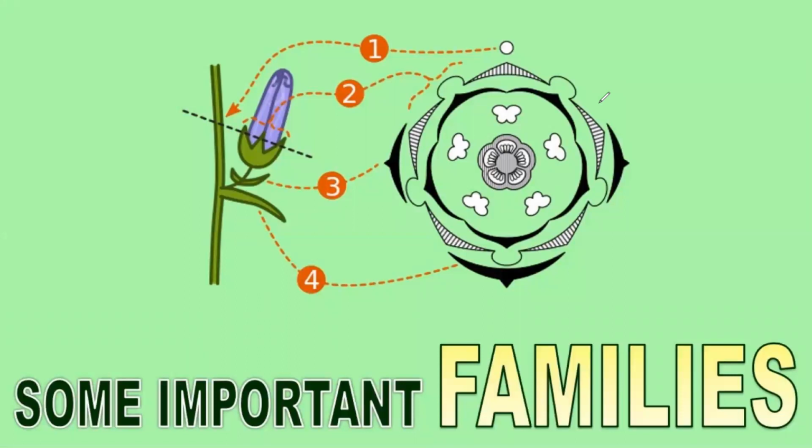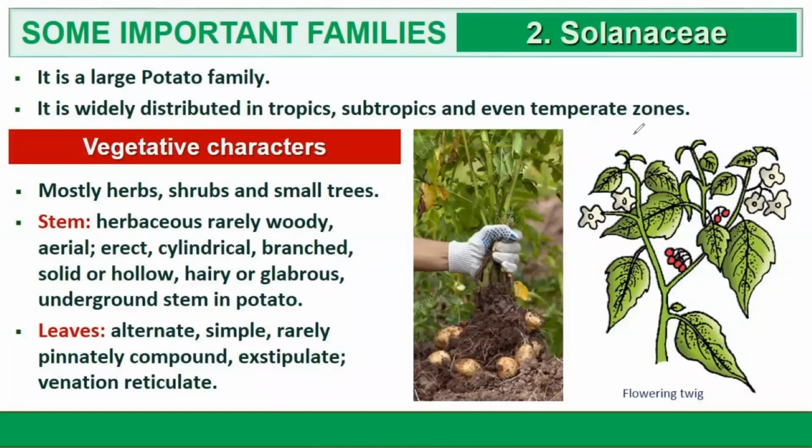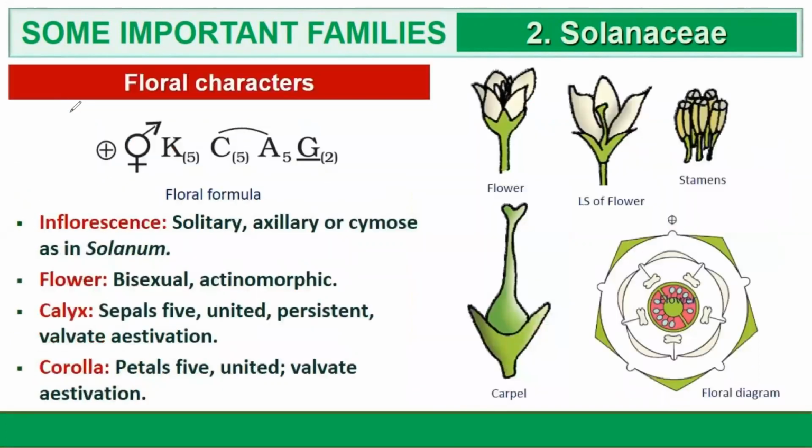So now we'll learn some important families one by one. The first one is Solanaceae. It is the large potato family. It is widely distributed in tropics, subtropics, and even temperate zones. Vegetative characters: they are mostly herbs, shrubs, and small trees. Stem is herbaceous, rarely woody, aerial, erect, cylindrical, branched, solid or hollow, hairy or glabrous, with an underground stem in potato. Leaves are alternate, simple, rarely pinnately compound, exstipulate, and venation is reticulate.